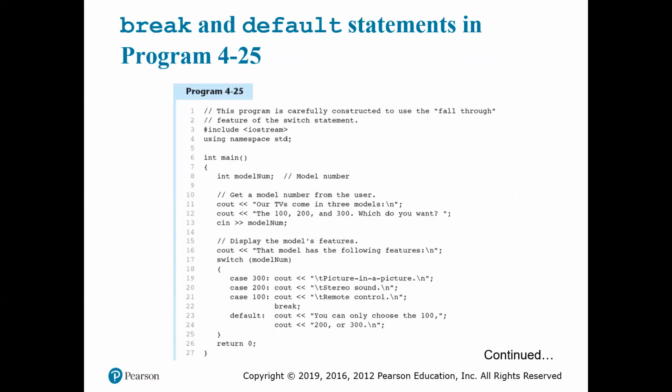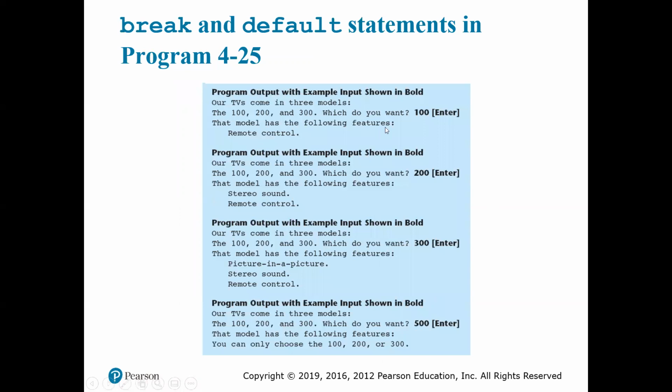So for this example, there's no break on the 300 and 200, but there's one on the 100. So if you were to match the 300 one, it would actually go and do the 200 and the 100 and then break out. So that's probably not what you want. For this example here, it asks you if you want to enter 100, 200, 300. If you enter 100, it says remote, this model has the remote control, right?